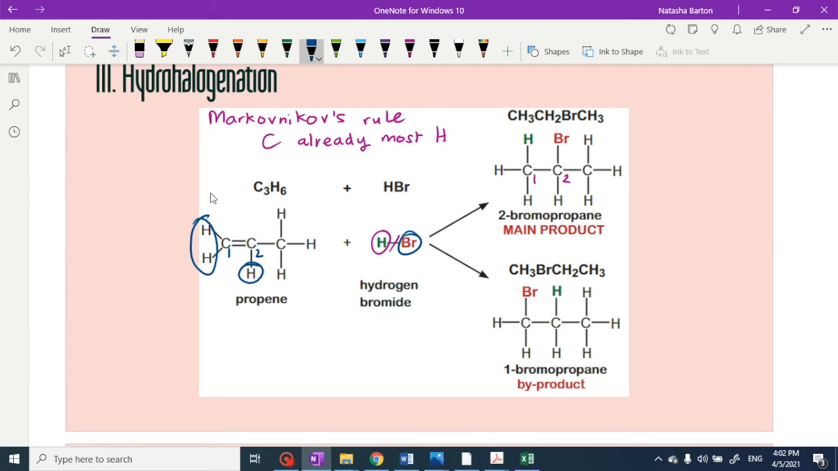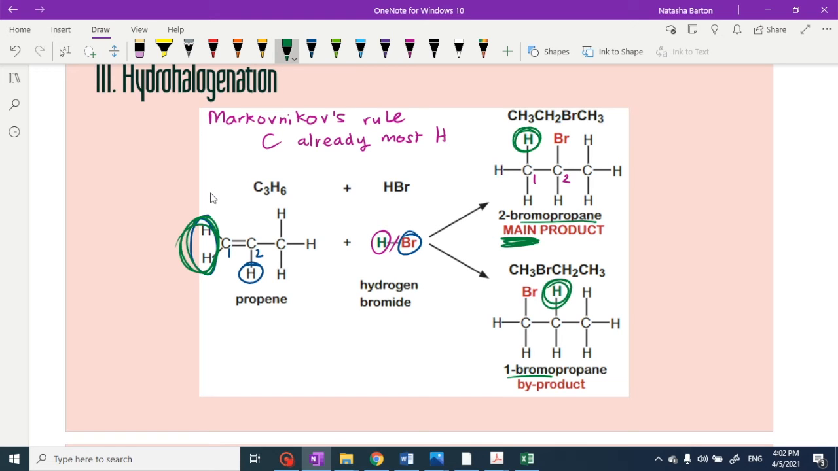Since our hydrogen has a choice, it is going to go where the most hydrogens are already attached. Therefore, we say the main product that is going to be formed in this reaction is 2-bromopropane with our hydrogen attached to the first carbon. And then the byproduct, our secondary product, is going to be 1-bromopropane, where our hydrogen attaches to the second carbon.